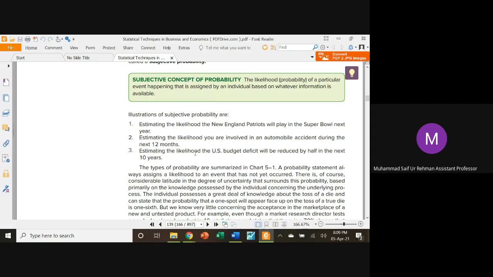So everybody may guess on his own. Estimating the likelihood the US budget deficit will be reduced by half in the next 10 years. So again, we can't say something with confidence about this. There may be a 50% decrease, or there may be a 40% decrease, there may be a 10% decrease in the budget deficit. So we can't say something for sure regarding such situations.